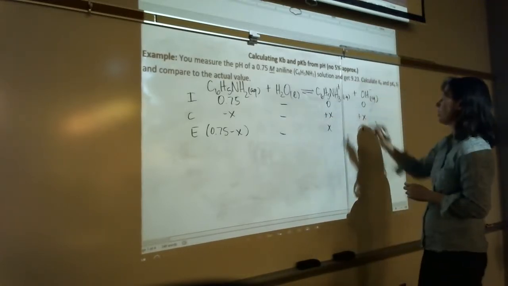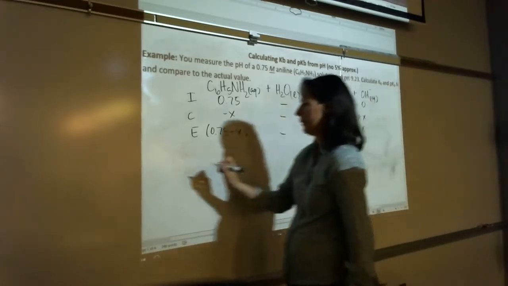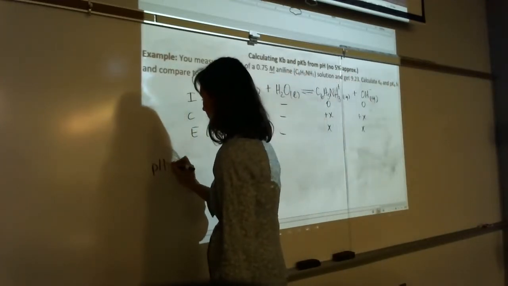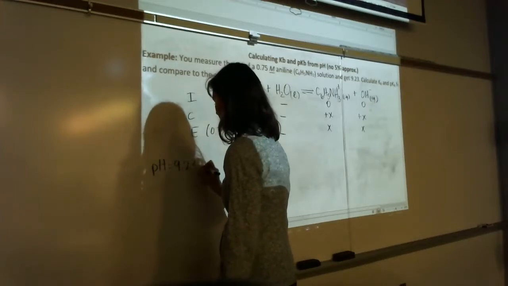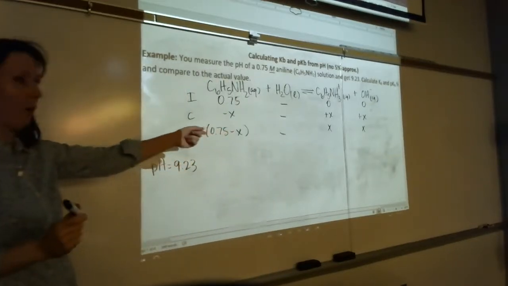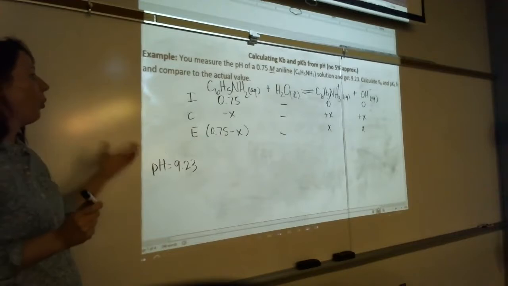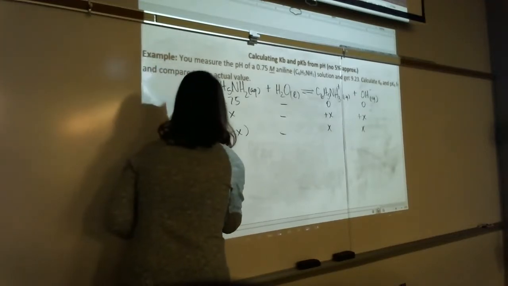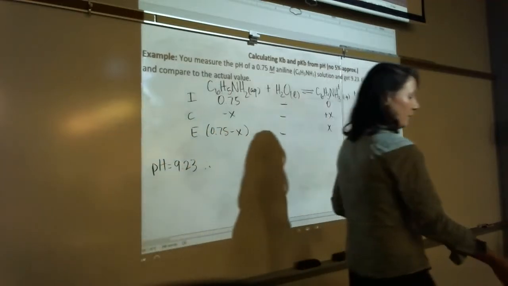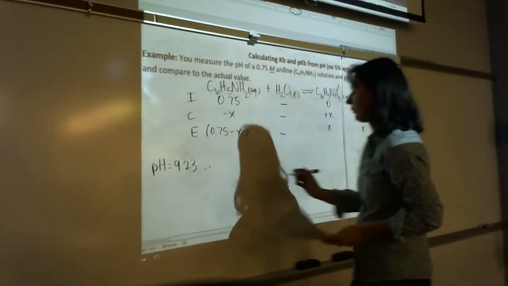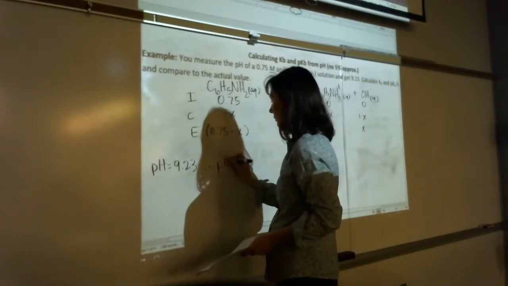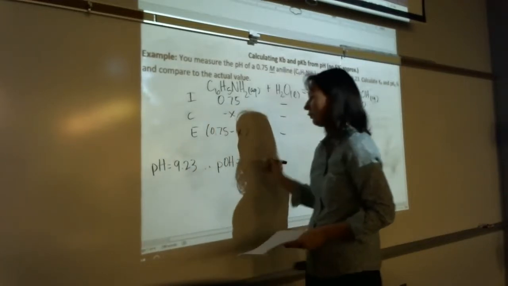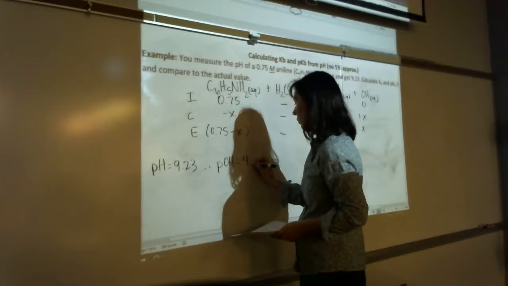So the pH is equal to 9.23. If pH is 9.23, is that going to help me very much in a weak base problem? No. What will help me though? The pOH. So if the pH is 9.23, what's the pOH? How would I get that? Subtract from 14, right? So you get 4.77.